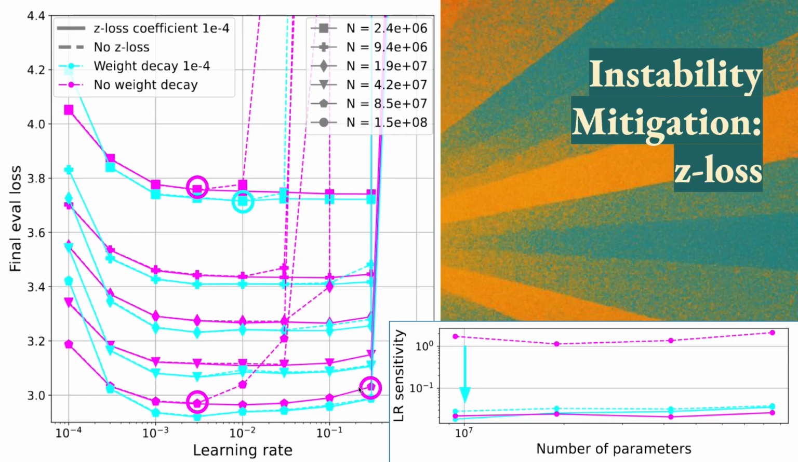So that's one benefit. We can use higher learning rates. So that's hopefully going to converge faster. And the second benefit is that there's a wide range of learning rates where we're achieving about the same loss. So again, we have low learning rate sensitivity.